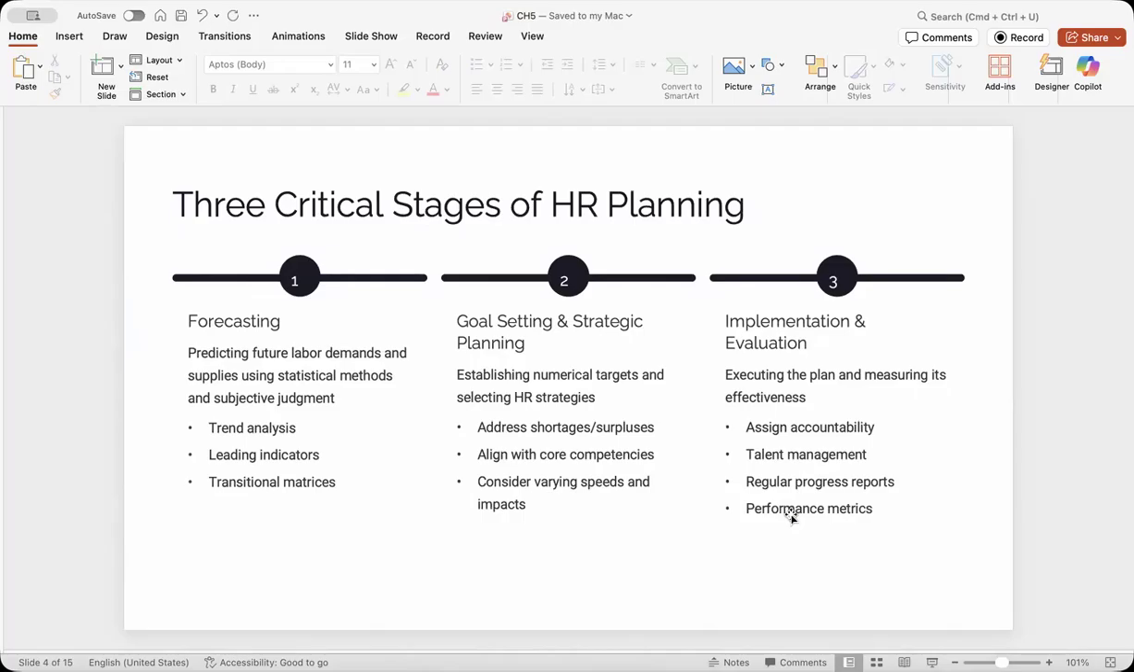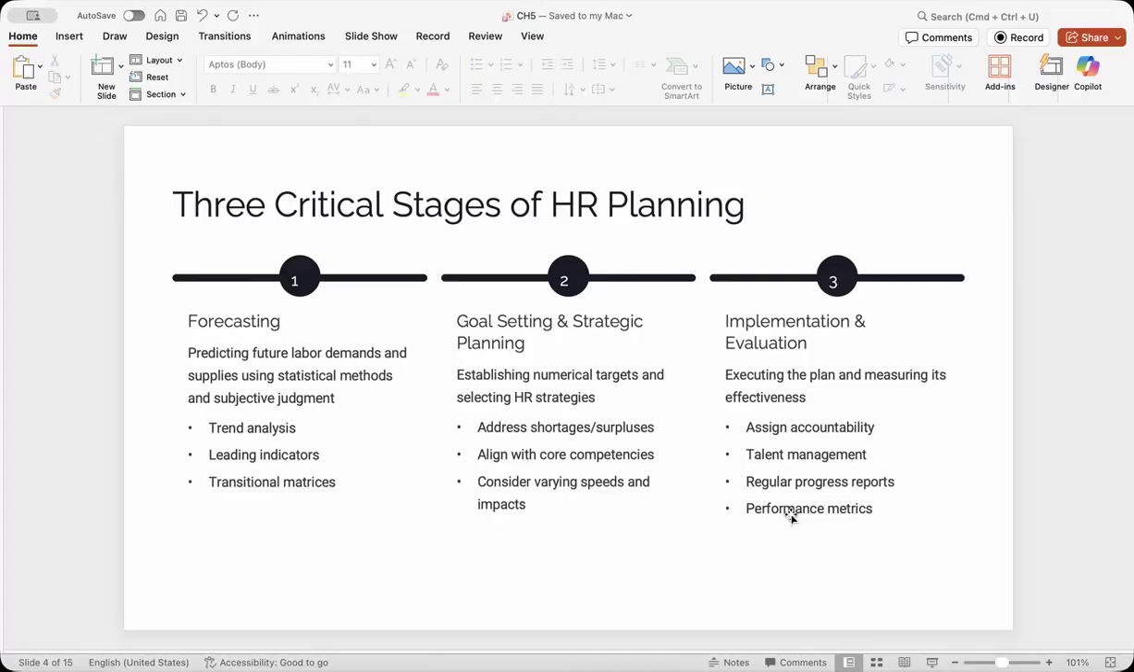So, the three critical stages of HR planning. First of all, forecasting. We need to predict the future labor demands of our organization and what the supplies are using statistical methods and trend analysis. Basically, with trend analysis, we look at the history, right? Where have we been in the last 3 years? Have we been in a low unemployment rate or a high unemployment rate? Do we see that continuing? Is it going to stay low? Is it going to move to a high? We really need to look at where we've been and where we're going.